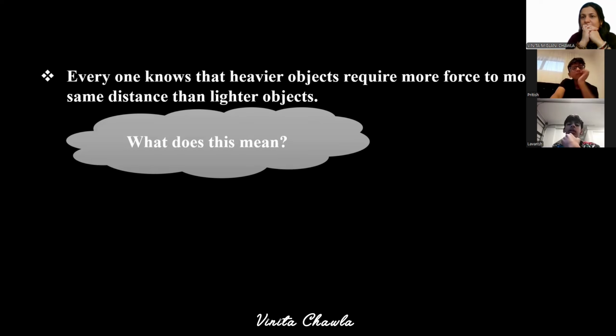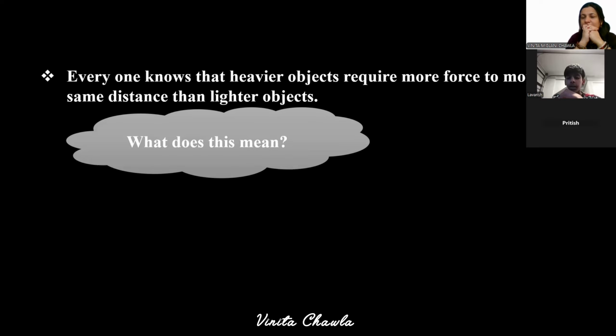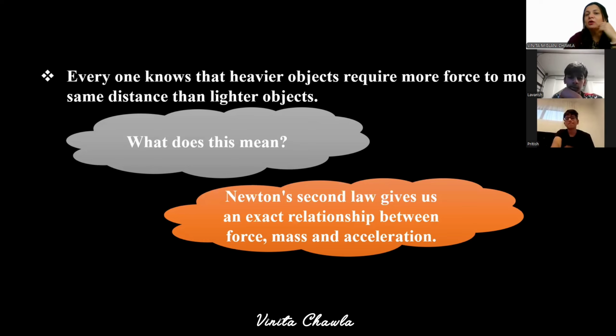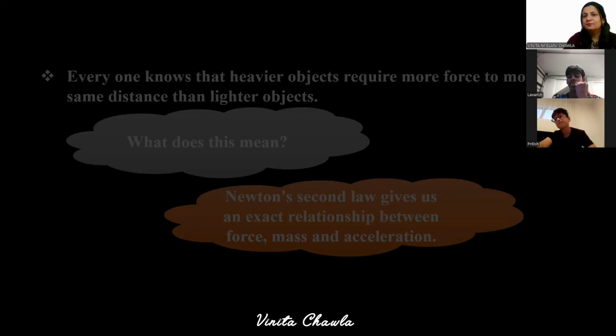That if there is more mass, we need more energy to push it or pull it. So Newton's second law gives us an exact relationship between force, mass, and acceleration. We can relate these three quantities using Newton's second law of motion. It means if the object is heavy and we want to accelerate it at the same rate, then we need to apply more force on it. And if the object is lighter, even a small amount of force can accelerate it the way we want it to.